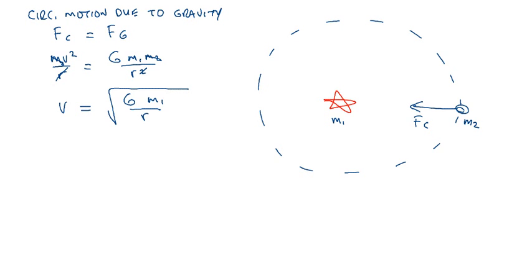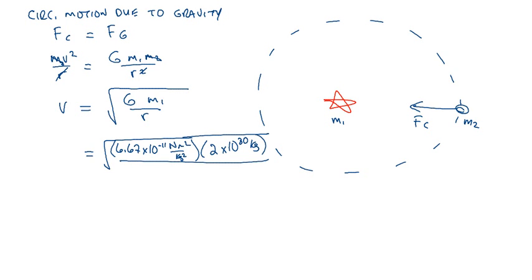All I have to do is the square root of G, 6.67 times 10 to the negative 11 Newton meter squared per kilogram squared, times the mass of the sun. Again, that was 2 times 10 to the 30 kilograms. And I divide by the distance, and the distance here, 1.5 times 10 to the 11 meters. And this will give me the speed of the Earth, how fast we're moving right now.